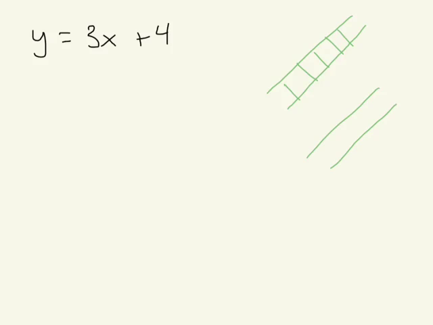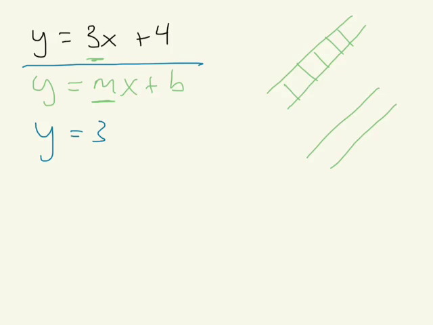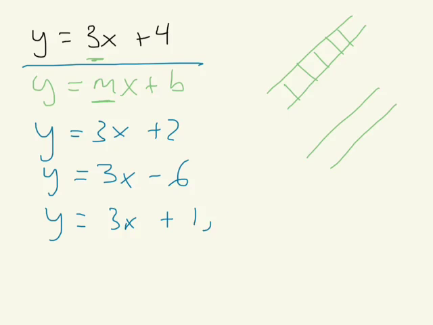So in order to make sure they never touch, there's something that has to be similar about them, and that thing is their slope. So remember, y equals mx plus b. For parallel lines, the m, which is the slope, is the same. So if we wanted to write an equation of a line parallel to y equals 3x plus 4, we could do something like y equals 3x plus 2. We could do something like y equals 3x minus 6. We could do something like y equals 3x plus a million.